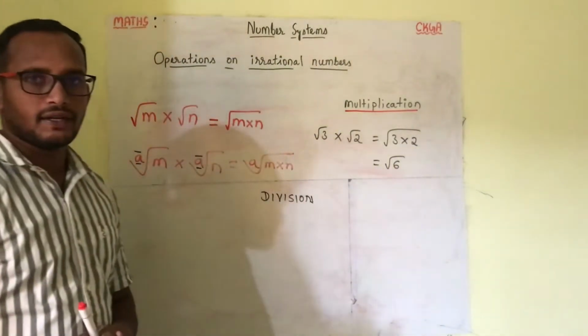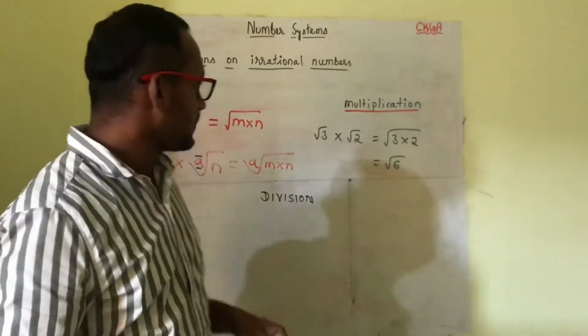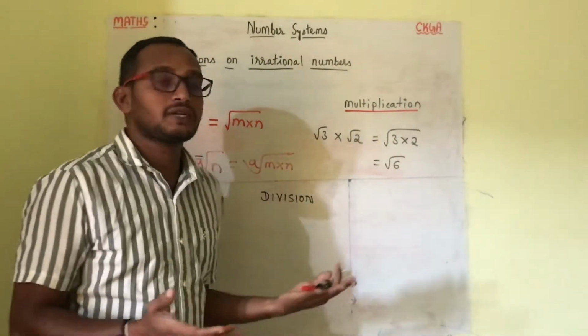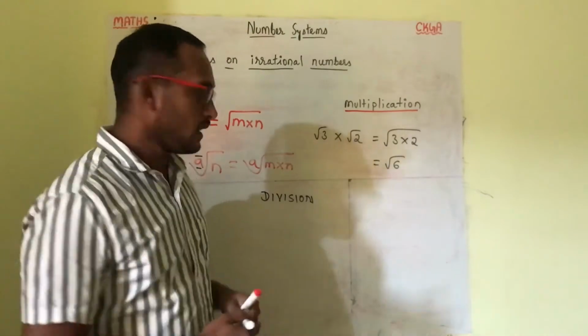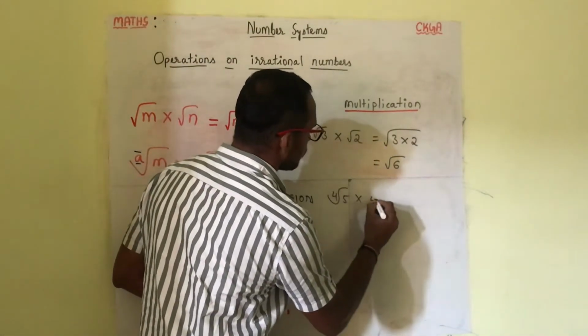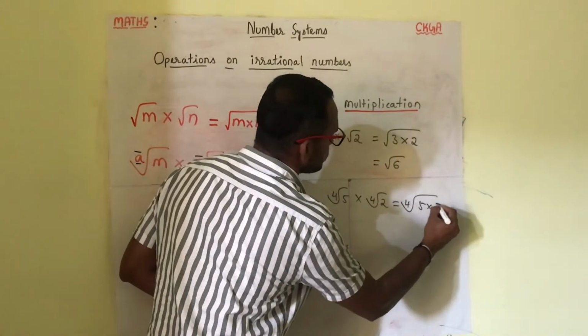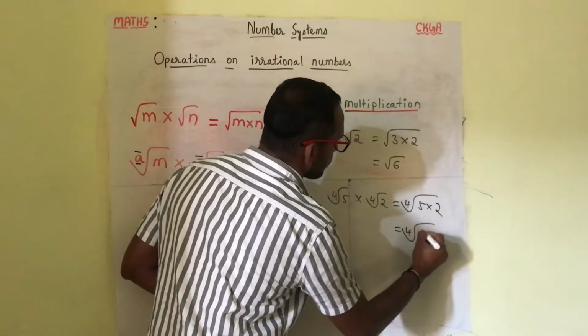So just learn it now. Children make an error here. What is the error? So just I thought, root 3 into root 2, that would be 3 into 2, that's root 6. I'll take another example, 4th root of 5 into 4th root of 2, that would be 4th root of 5 into 2, that would be the answer, 4th root of 10. You will get it.